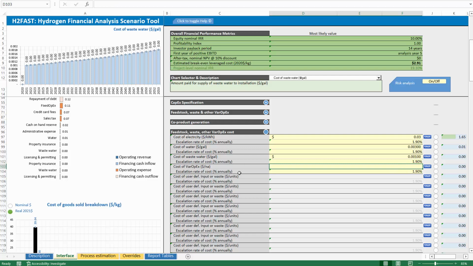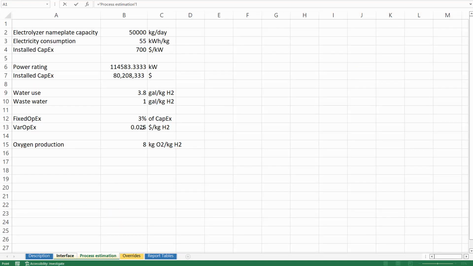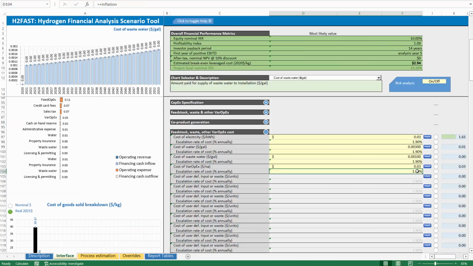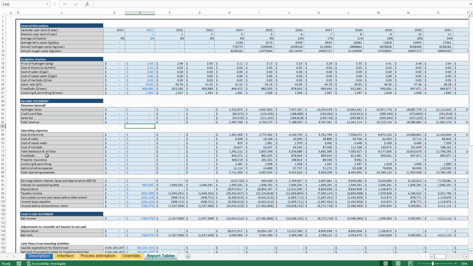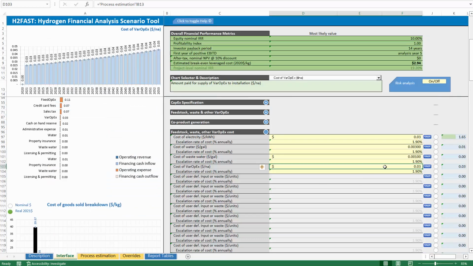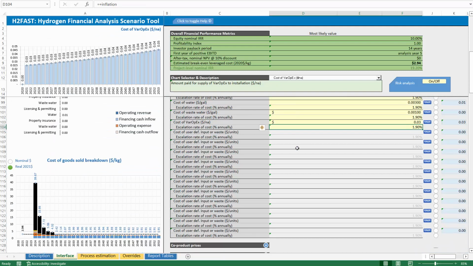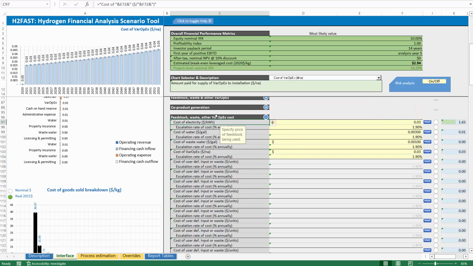Variable Opex. We use 1 unit of variable Opex per kilogram of hydrogen, and we're going to say that based off of a process estimation, variable Opex is 2.5 cents per kilogram of hydrogen. So this will let you define variable Opex, and you can go into the report tables and see that variable Opex is reflective of what you intend. So variable Opex, $20,000 per year, and then it escalates as your throughput of hydrogen increases over time, and it's adjusted for inflation at whatever rate you want to adjust it. So that's the cost portion of the feedstock, waste, variable Opex.